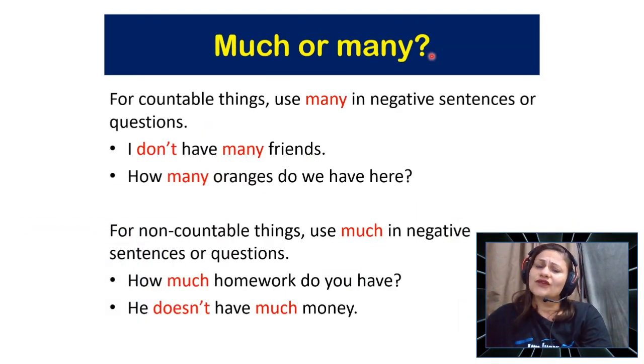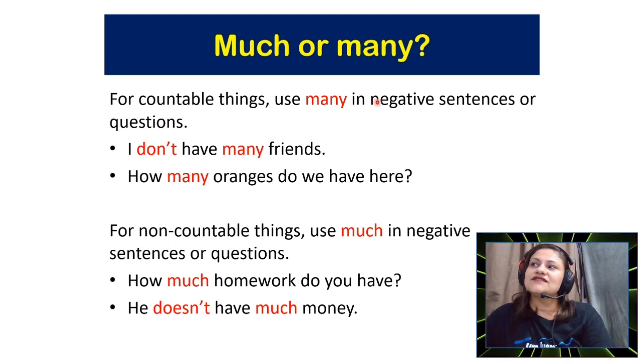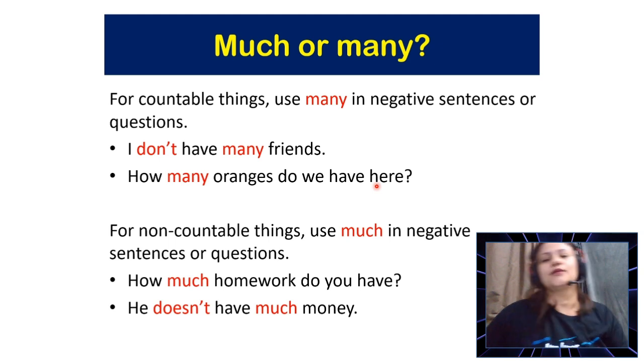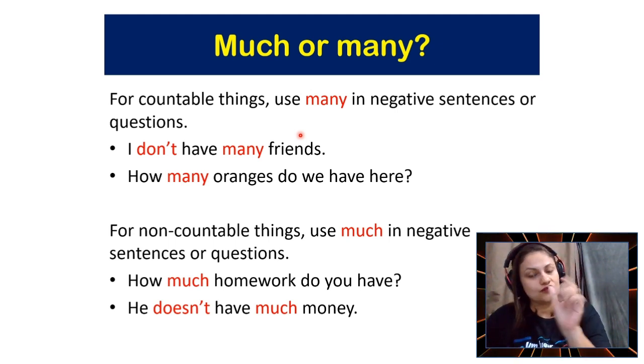Much or many, guys? Okay, how do I know? For countable things, things you can count separately, we use many. In negative sentences or questions, remember, I use just the word many. Like here, I don't have many friends. Or in questions, how many oranges do we have here? In this basket, for example, I have 10 oranges. Okay, guys? So, for negative sentences or questions, I use just the word many. If I want to say it in an affirmative sentence, I have to add too or so. Too many, too much. So many, so much.